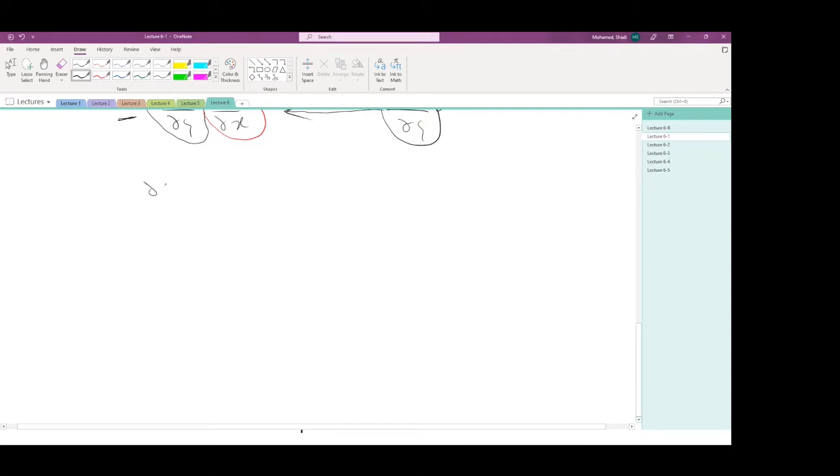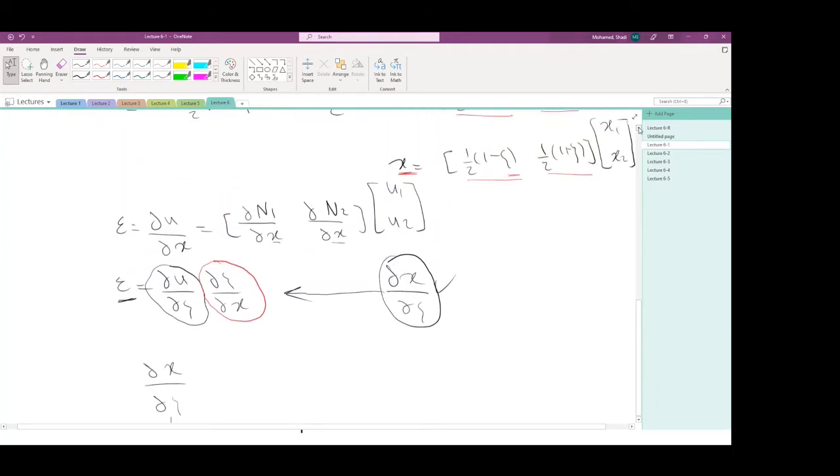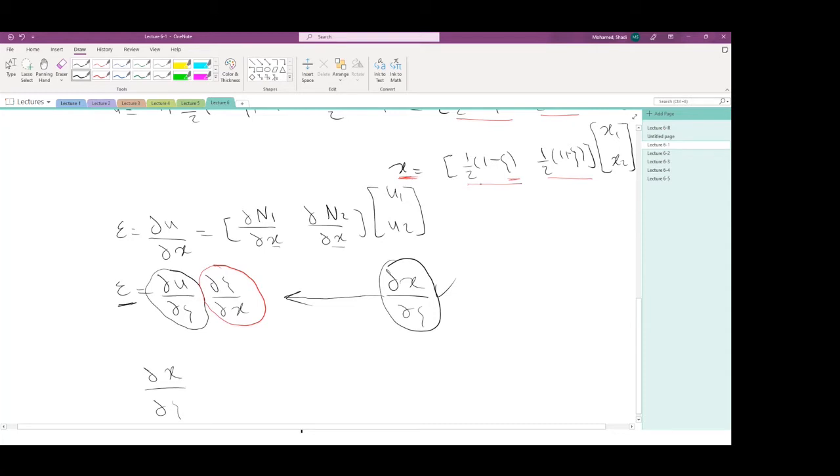The derivative of x with respect to xi is done exactly in the same way like I did the displacement. Oops, sorry. So this is the x, this is N1, and this is N2, and this is x1 and x2. So the derivative of x with respect to xi is just the derivative of N1 with respect to xi, the derivative of N2 with respect to xi, multiplied by x1 and x2.